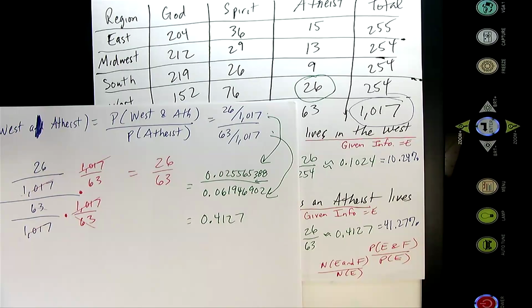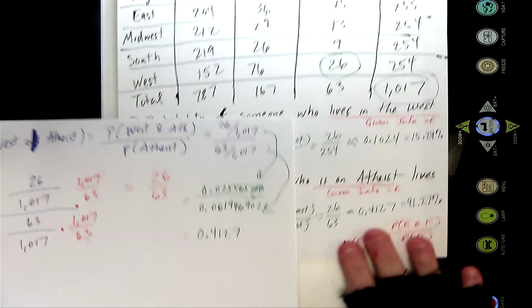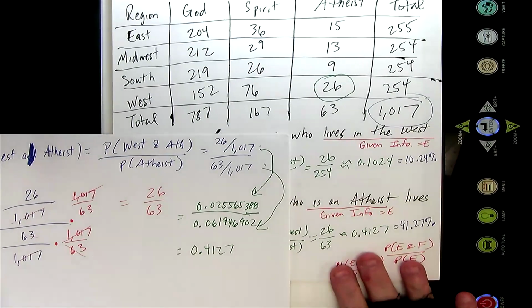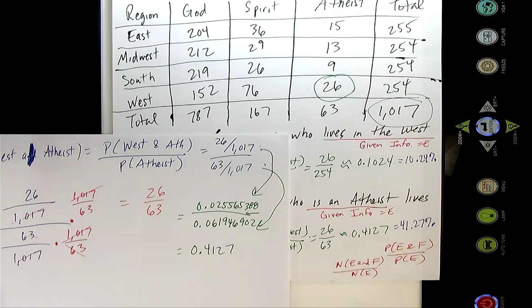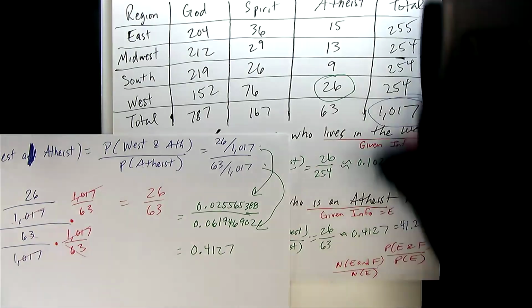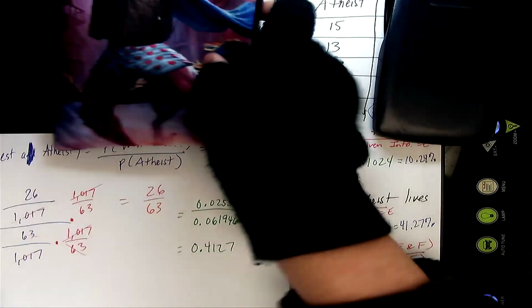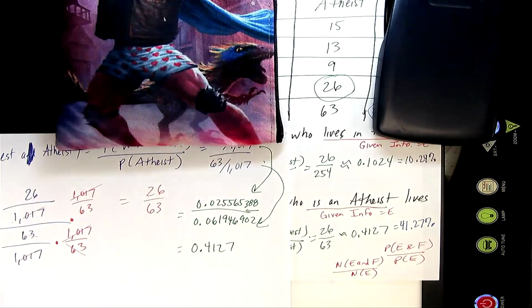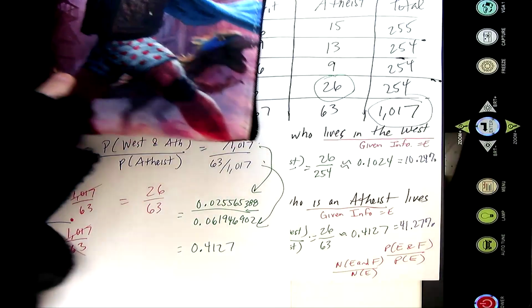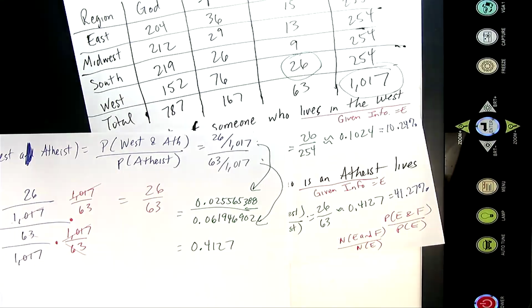In fact, if you're given a table, the easier way to do it is just block out the stuff you don't need. We were looking at this problem, people that are in the atheist category. Block out everything that isn't in the atheist category, and then we're looking at West, which was 26 over the total, which is 63. Or pull them like we did before.